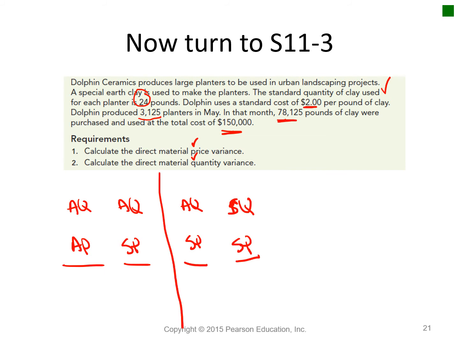So what I do here is for the price variance, what I want is the actual quantity purchased, which is 78,125. I'm going to write that right up here. The actual price, they gave you the total price. So what you want to do is take that 150,000 and divide by 78,125.